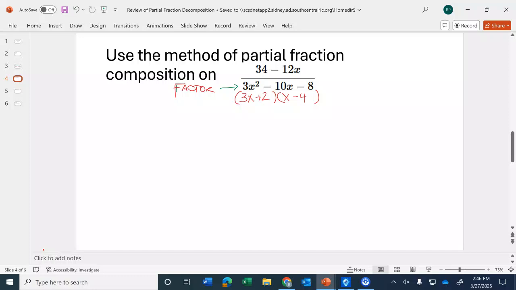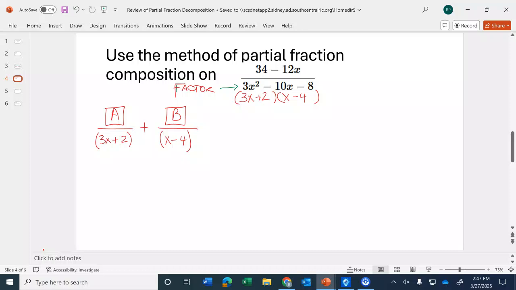So what are we actually going to do with that? The decomposition part is breaking this down into two separate fractions. First fraction will have the first factor as its denominator. The second fraction will have the other. Now the problem is I don't know what the numerators need to be to make this equal to 34 minus 12x. So what we'll typically do is we'll put an A and a B in those spots before adding them together.